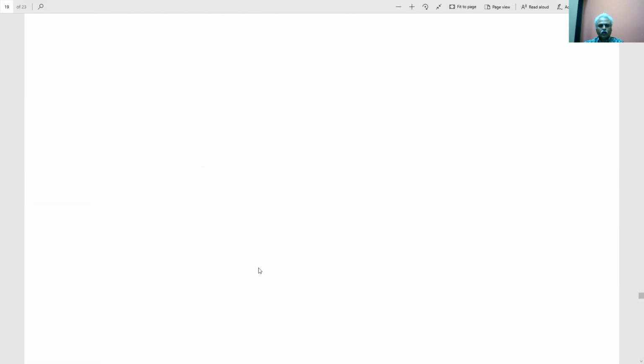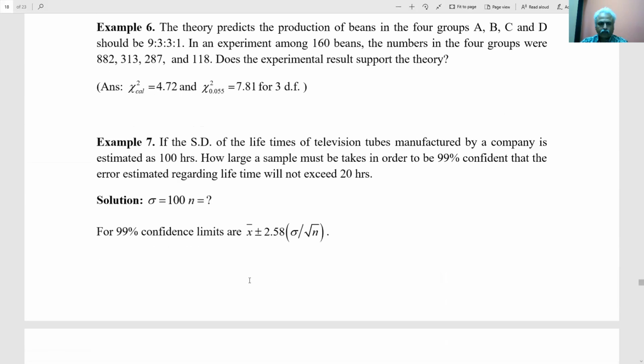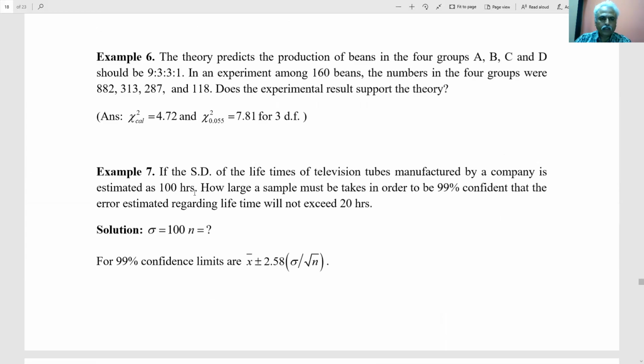I'll come to the almost last example, where it is a little different. Now, carefully read this very interesting last example. If the standard deviation of lifetimes of television tubes, suppose television tubes are collected, they have a lifetime. Lifetime is a variable. One television tube, 36 months. Suppose in terms of hours, one television tube burns for 150 hours, one more 160 hours, like that, it is a variable. So there is a standard deviation and a mean for that. What is the variable? Lifetime is the variable. X is the lifetime of a television tube.